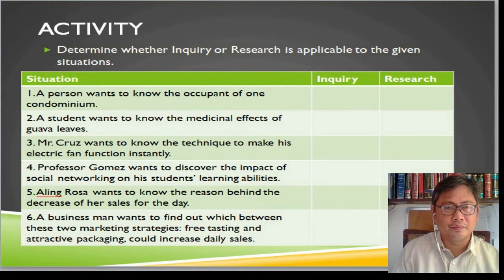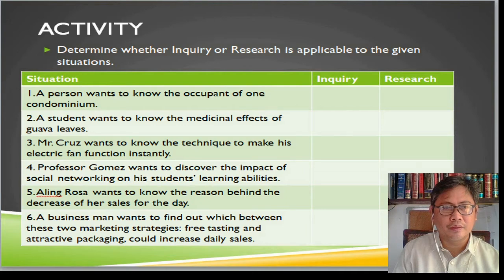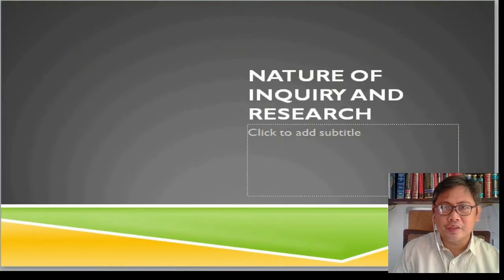Aling Rosa wants to know the reasons behind the decrease of her sales for the day. So that is an inquiry. A businessman wants to find out which between two marketing strategies, great tasting and attractive packaging, could increase daily sales. So that is a research. Congratulations, I hope you got all of those items. So let's proceed. What is the nature of inquiry and research?